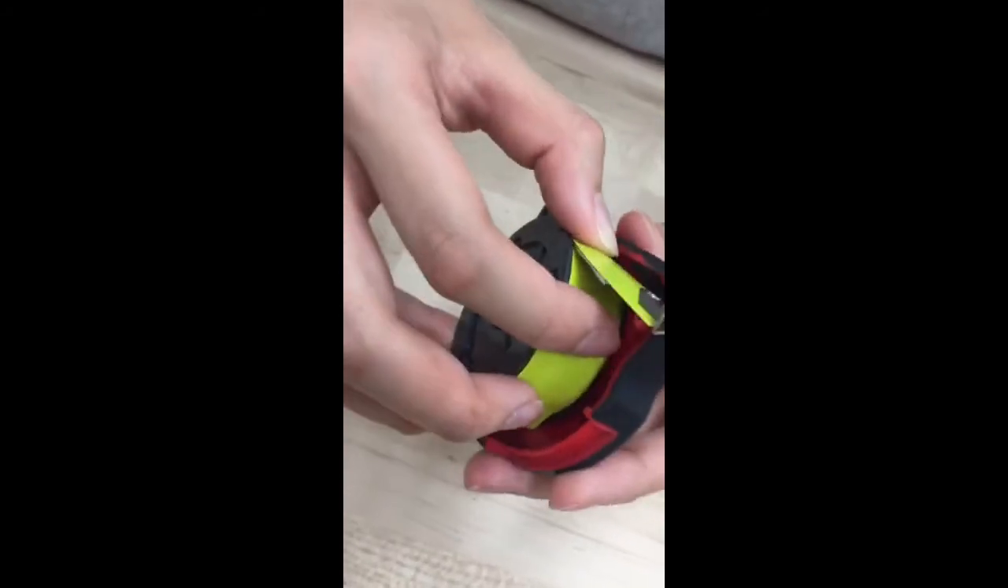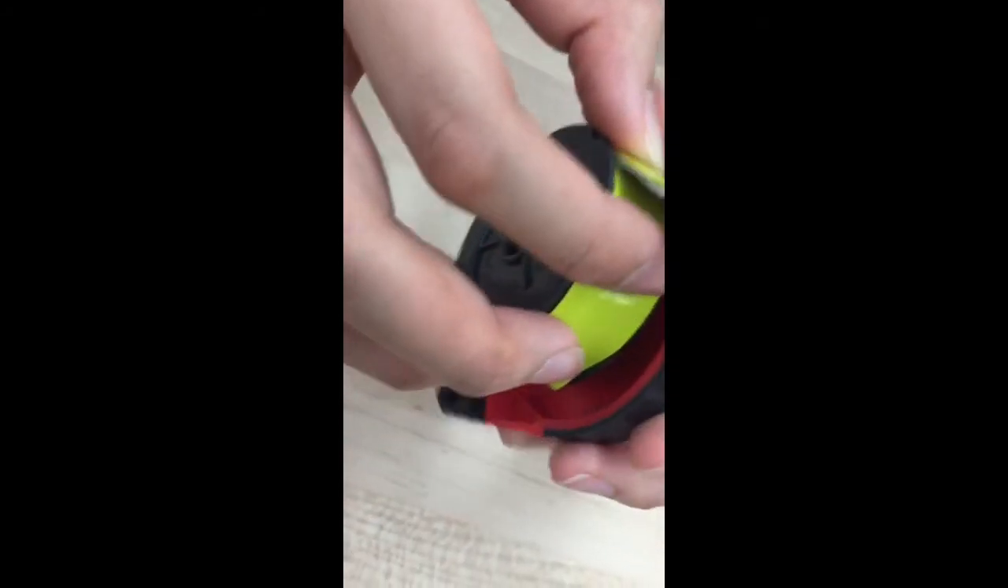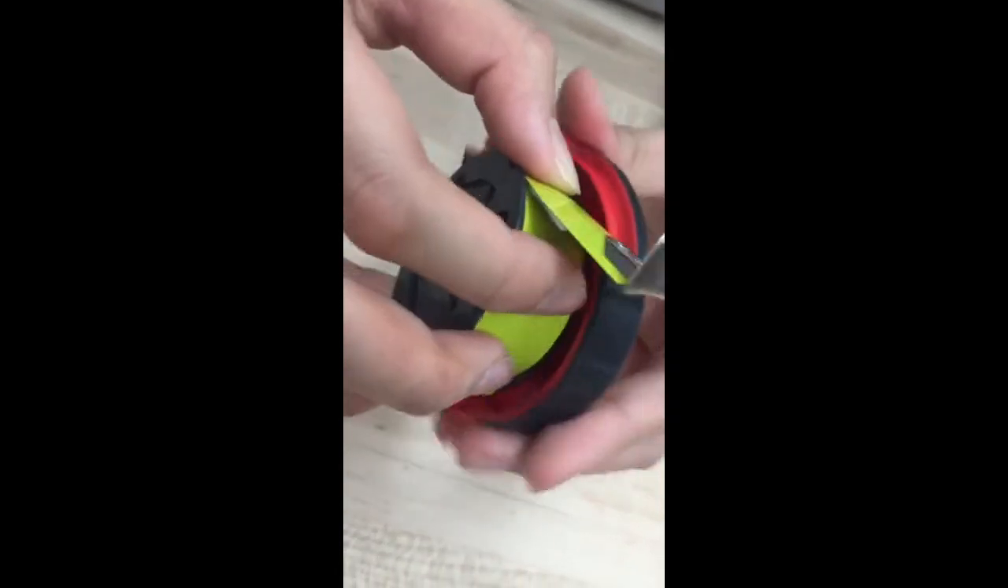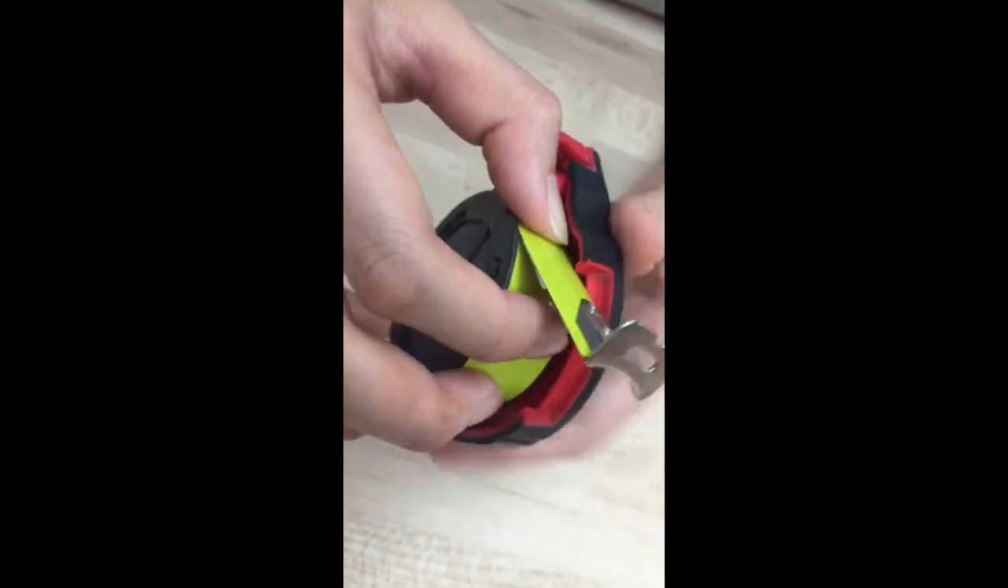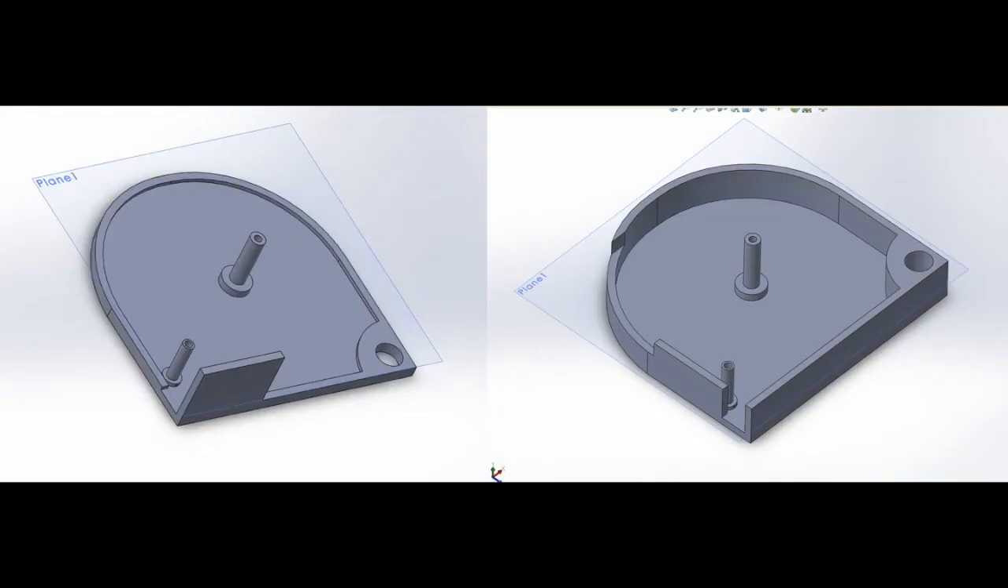Another part we found that could be improved for ease of handling was this. It's hard for the workers to get a grasp on the tape roll tightly enough to rotate it on top of the backboard because their fingers are cramped within such a small space. To improve this handling process, we came up with a new design of the backboard and the cover. The new design is on the left and the original design is on the right.